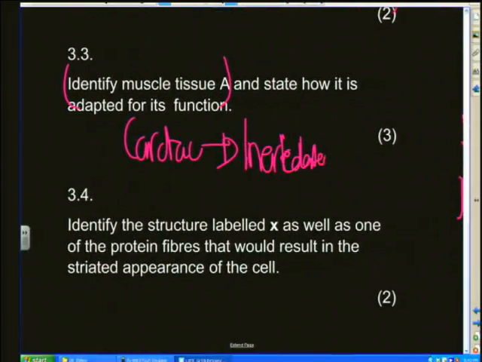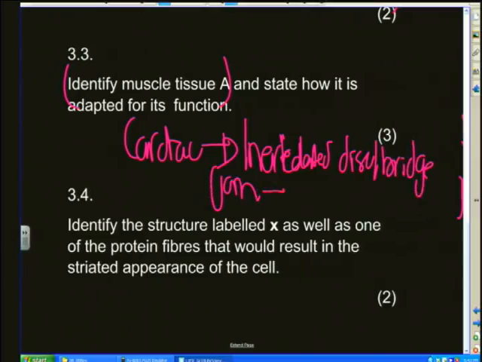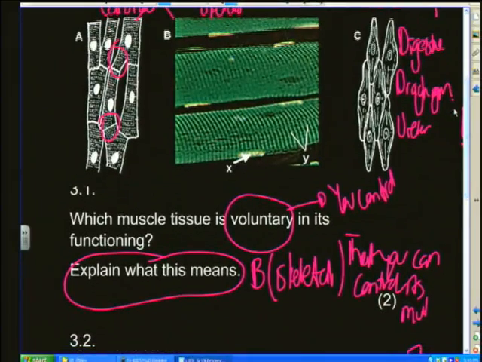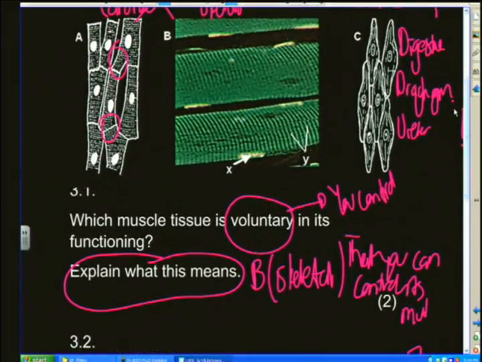Intercalated discs or bridges, all right. And those bridges join. And when they join, the heart gets its rhythm. Okay, the last one is to label structure X. Let's go and see what X is. X over here, can you see? X is the light portion and Y is the dark portion.